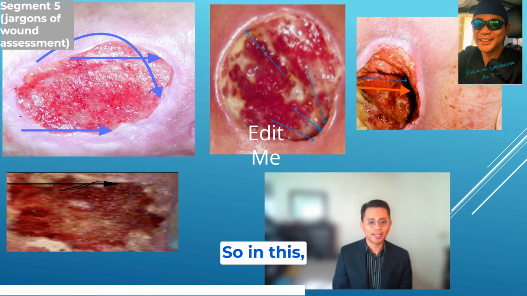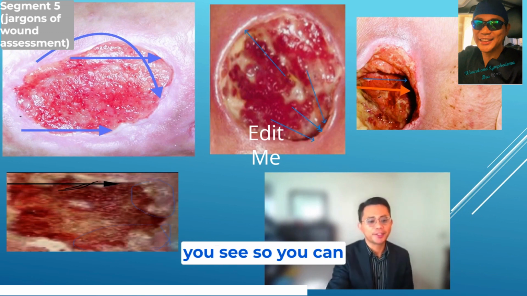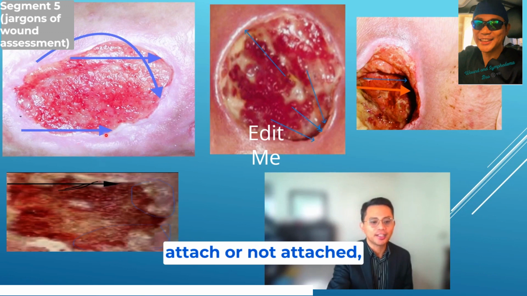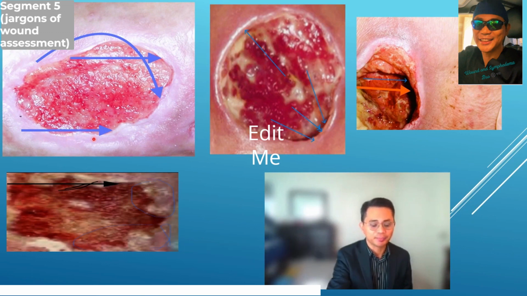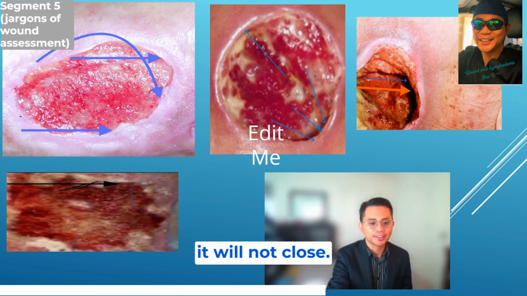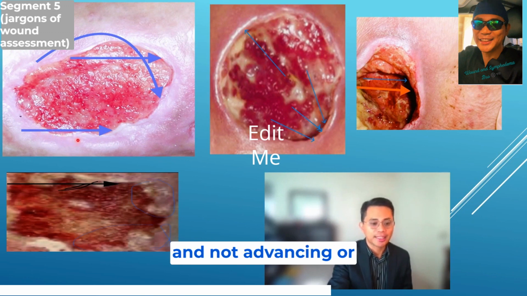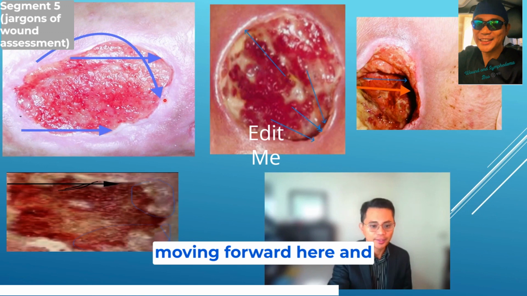So in the first picture that you see, you can describe this as either attached or not attached. You know, ladies and gentlemen, that an attached wound edge would close. If the wound edge is not attached, it will not close. Another way to describe this is attached and not advancing, or attached and advancing. If you see some movement of the epithelial cells or epithelial tissue moving forward here, you can describe this as attached and advancing.